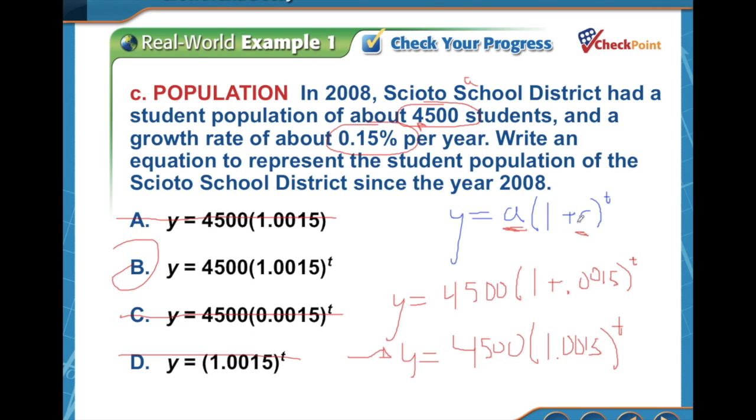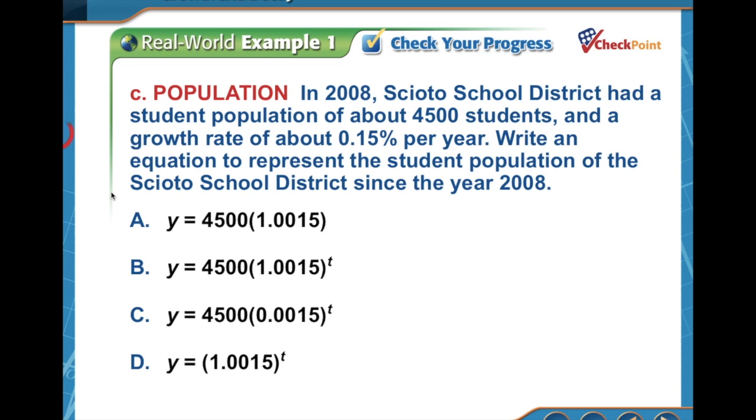Plugging in those two pieces and rewriting our growth equation, we can double check to confirm. So for 1C, your equation is y equals 4,500 times 1.0015 to the power of t. That will give us our growth to find out the population in any year.